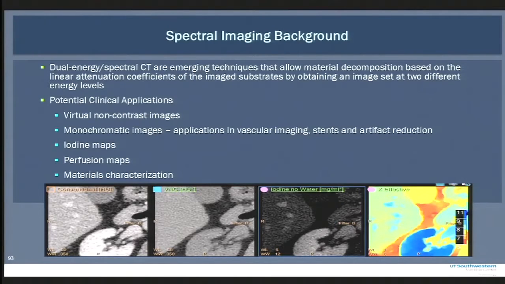So spectral imaging involves both dual energy and spectral CT scanners. These are just really recently entering the clinic, and they allow materials characterization based on the linear attenuation coefficients of the materials being imaged. There are many potential clinical applications of these techniques, including virtual non-contrast images, which is what we're going to be talking about today.